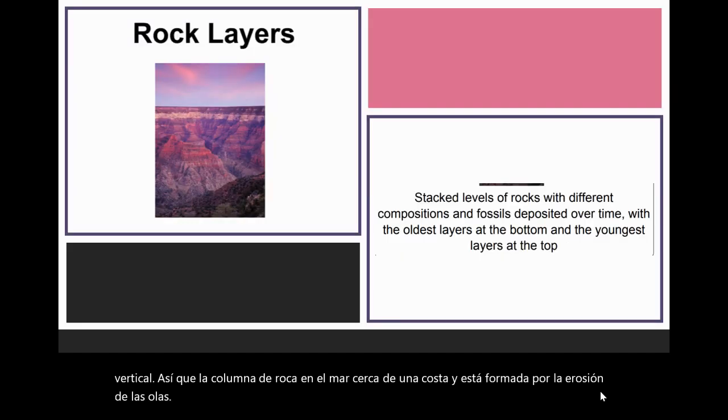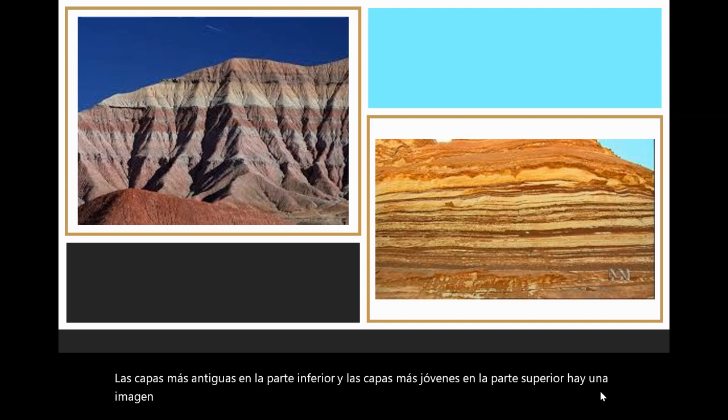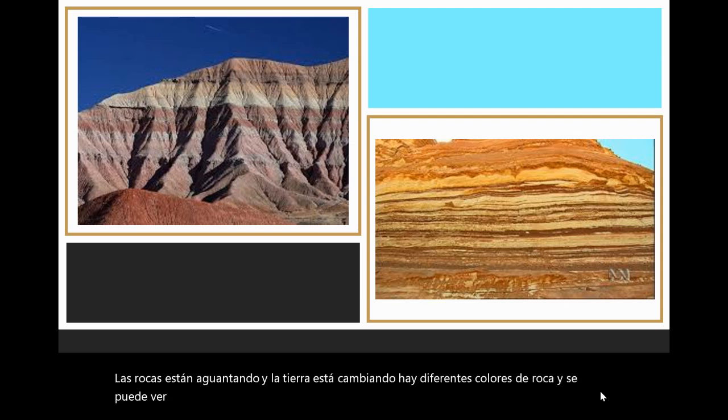Rock layers. Stacked levels of rocks with different compositions and fossils deposited over time. The oldest layers at the bottom and the youngest layers at the top. There's a picture of some rock layers, and here are two other pictures of rock layers. You can see that as the rocks are weathering and the earth is changing, there are different colors of rock, and you can see that it makes a little pattern of layering.